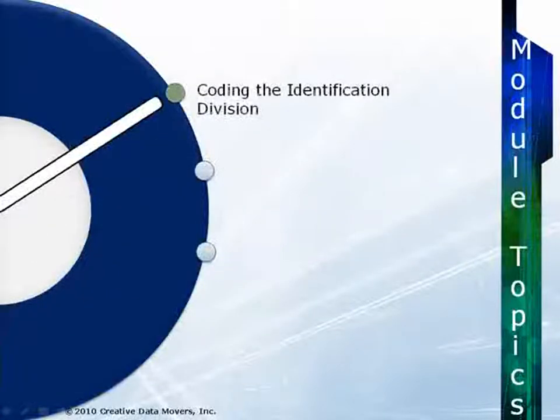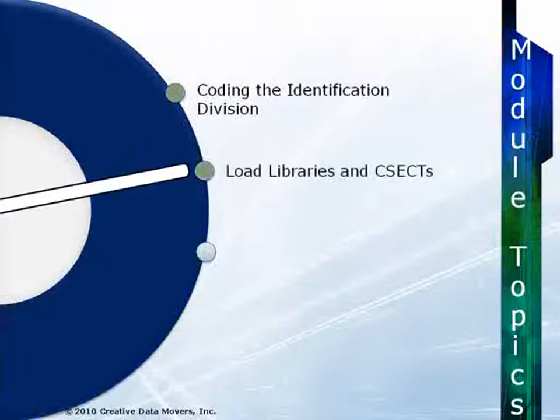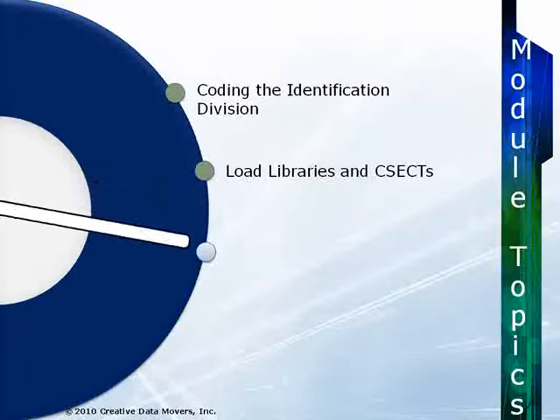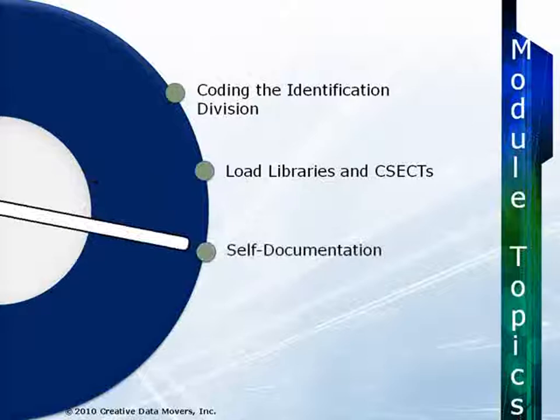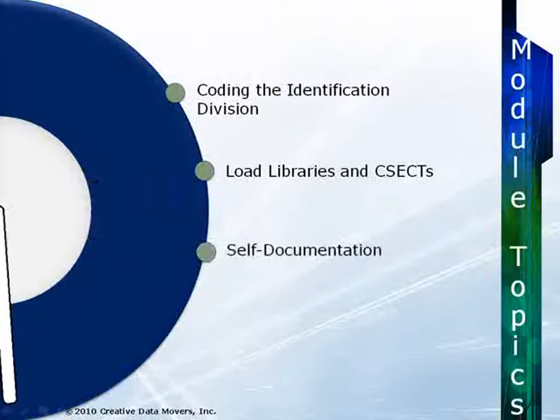Our module topics are coding the Identification Division, connecting the Identification Division with load libraries and CSECTs. CSECT is a control section, and self-documentation of our COBOL programs.